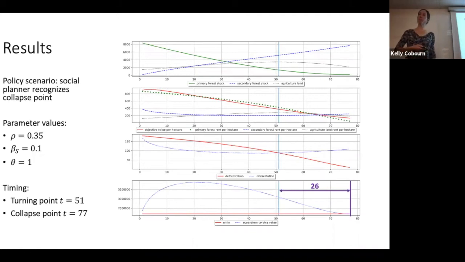When you say that the social planner recognizes the collapse point, it means that he's able to calculate it. They know exactly what E-min is. So there's a deterministic number and they can look forward and anticipate when the system will hit that value. We have not incorporated the possibility for uncertainty in the threshold value yet.